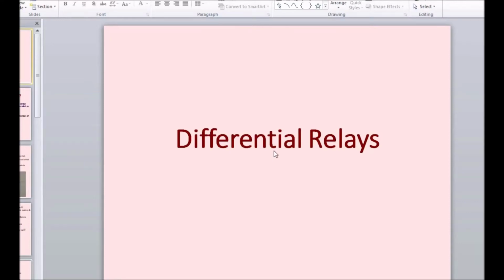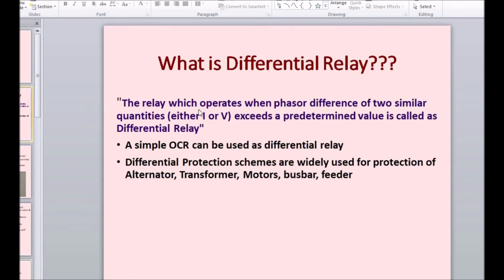Welcome all of you. In this lecture, we will learn what is a differential relay and then working of current differential relay and voltage differential relay. What is differential relay? This is a relay which operates when the phasor difference of two similar quantities exceeds a predetermined value, and is called a differential relay. These electrical quantities may be current or voltage. Based on that, there are current differential relay and voltage differential relay.